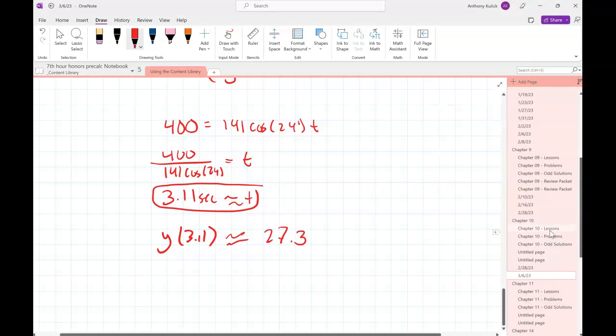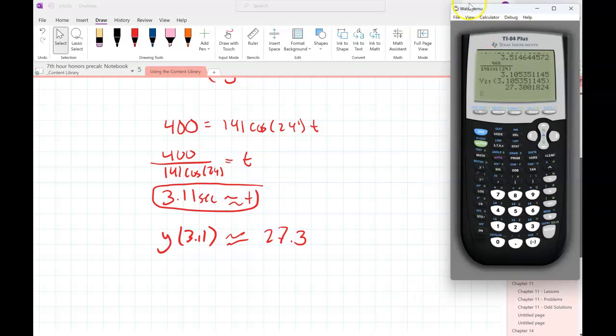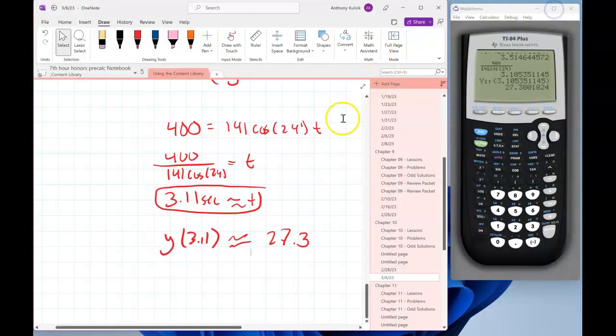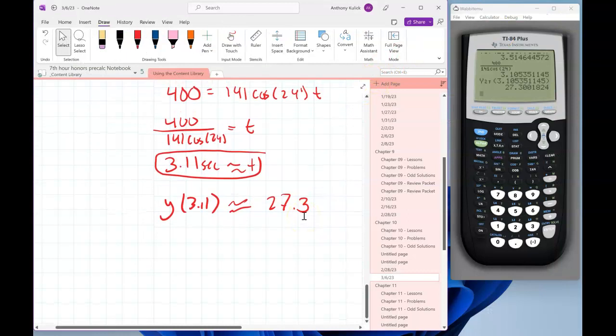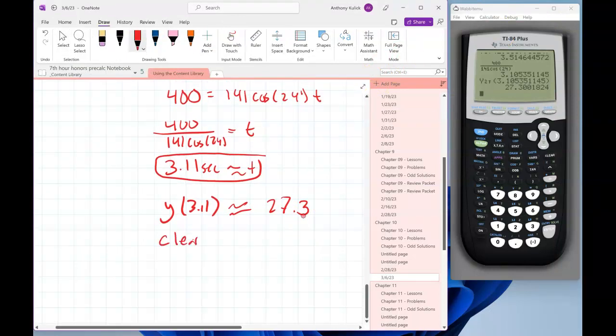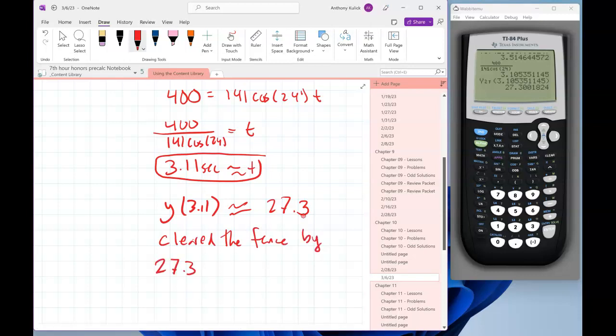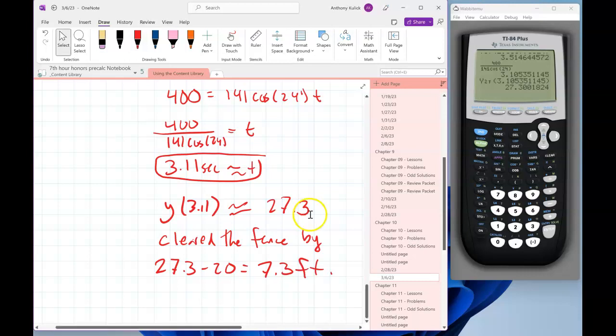So that was about 27.3 feet. Let's just do this. So we've cleared the fence by 7.3 feet. Jeff, you're the man.